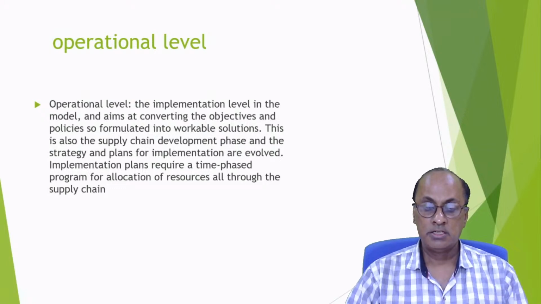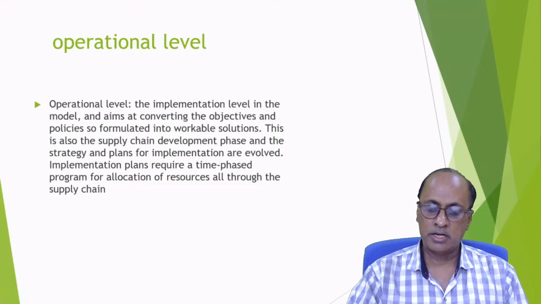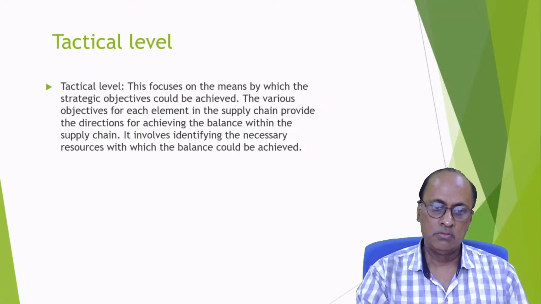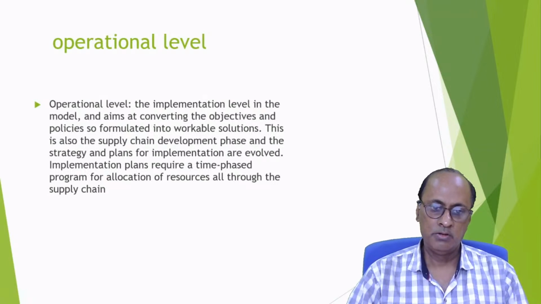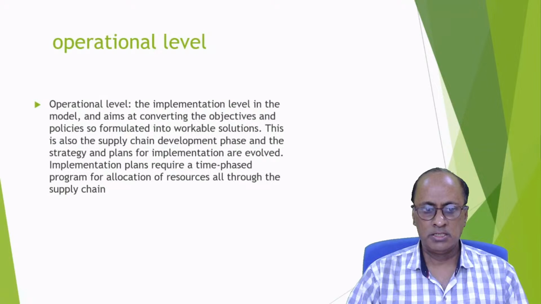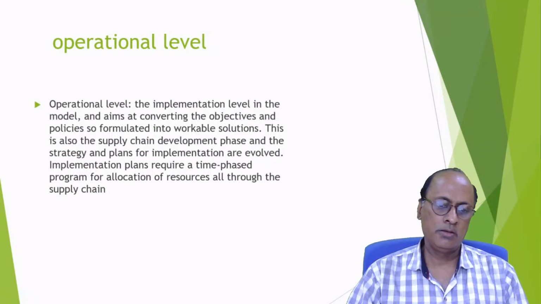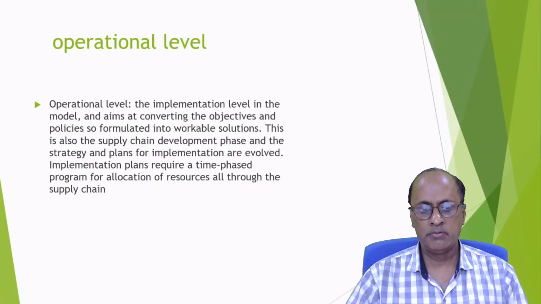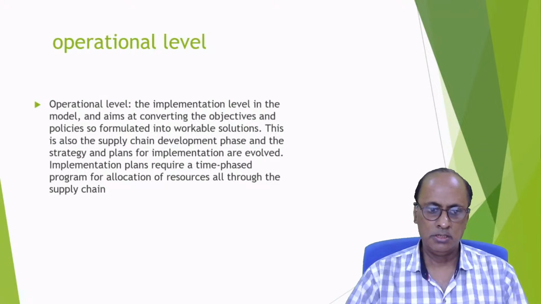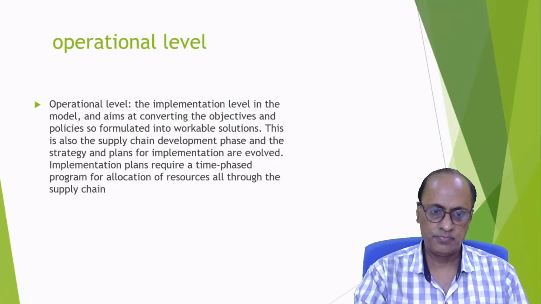So first, at the strategic level, we spell out the policy. Second, the tactical level is where we focus on the methods, and third, we focus on the implementation. This stage of the supply chain is also called the development phase. In the strategy and plans for implementation, we develop certain strategy and plan where implementation can be possible. Implementation plans require a time phase program, and they also require allocation of resources.